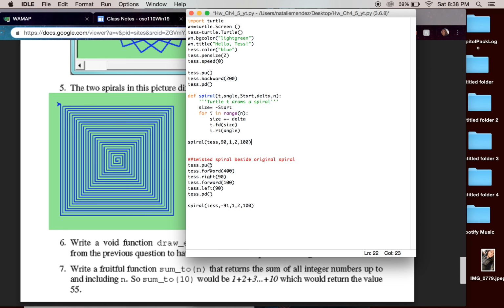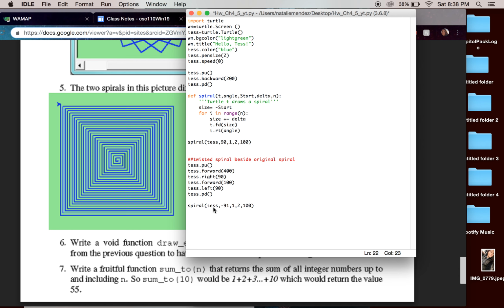Then I went ahead and I picked up Tess. We moved her to the right 400 units, and then I had to manipulate the function a little bit to make it so that she can orient herself back to the east-facing side of the screen. So that's what this code is doing here. It's basically picking her up, moving her across the screen, and putting her back into the direction that she was facing earlier, which is this direction right here.